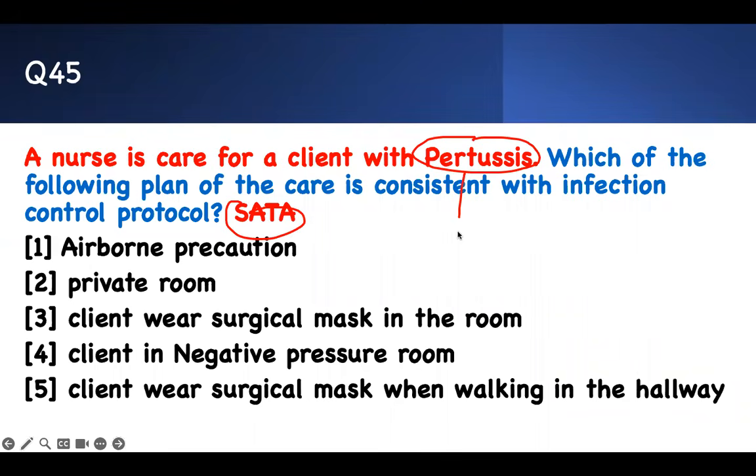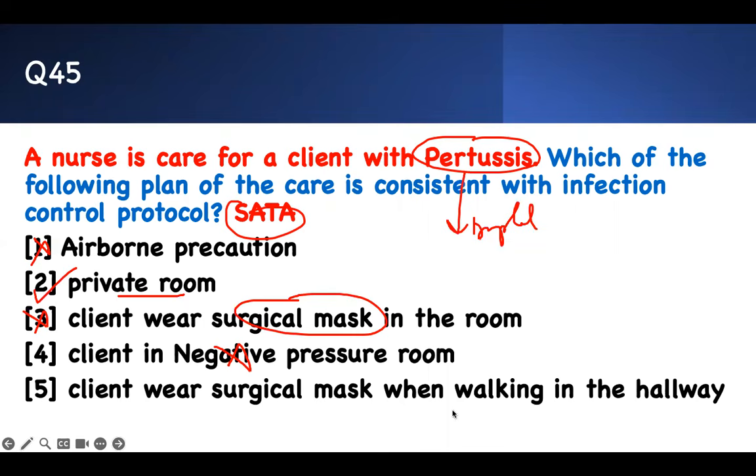Airborne? Pertussis is droplet, so it's not airborne. So which of the following is consistent with the infection control? Private room, yes, droplet infection, nothing wrong with it. Client wears surgical mask in the room. They don't need to wear anything in their room. If they walk in the hallway, yeah, they can wear a surgical mask, but this is not right. Client in negative pressure. No, they don't need negative pressure. They are not on airborne precaution.